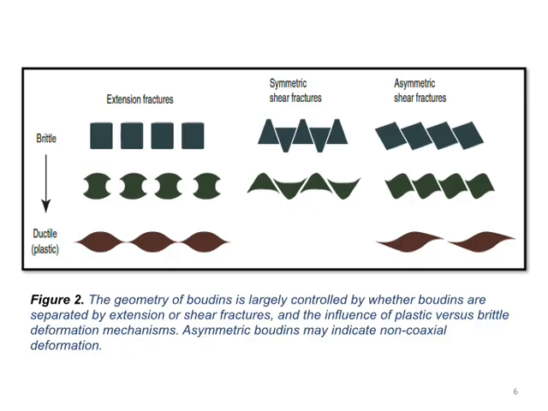This slide explains how different geometries of boudins are formed, depending on the type of fracturing and the mechanical behavior of rocks, whether brittle or ductile. It helps us understand what kind of stress and deformation environment was present during their formation. The diagram is divided into 3 columns, types of fracture, and 3 rows, increasing ductility from top to bottom. Extension fractures, top row, brittle: square blocky boudins formed due to pure extension. These are separated by open fractures and are common in brittle rocks.